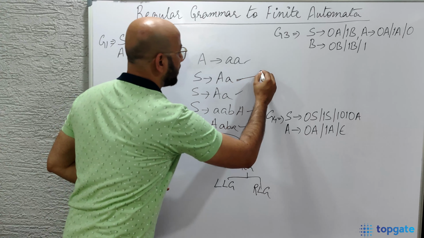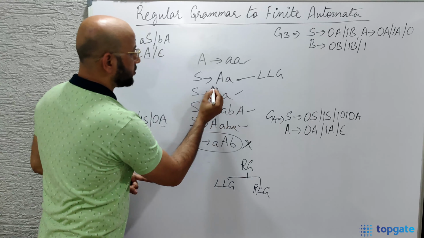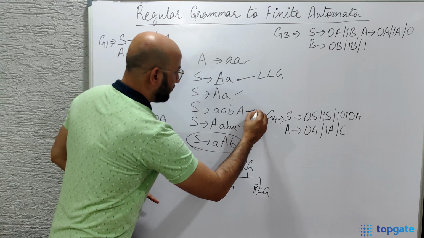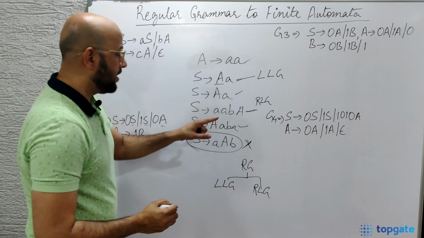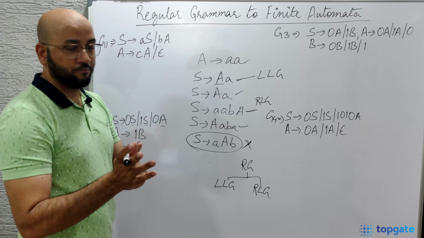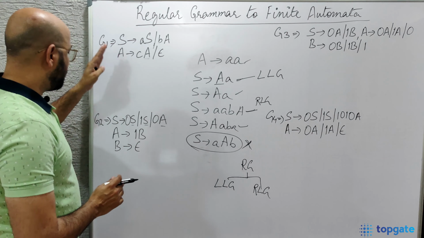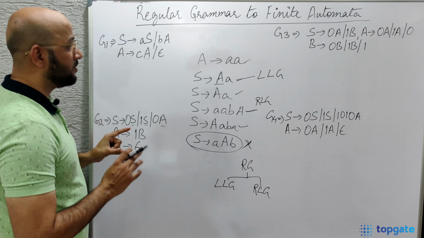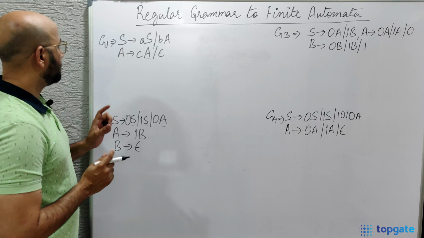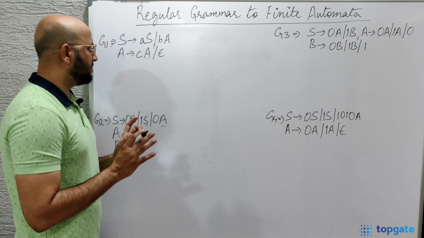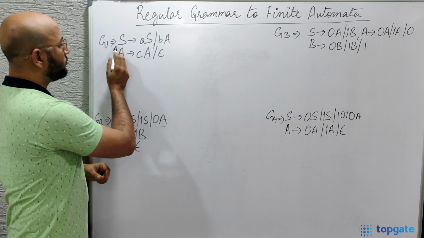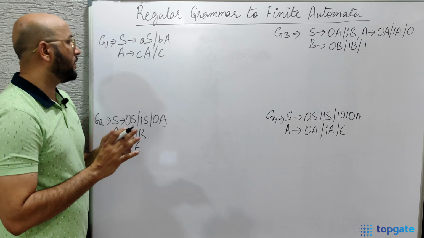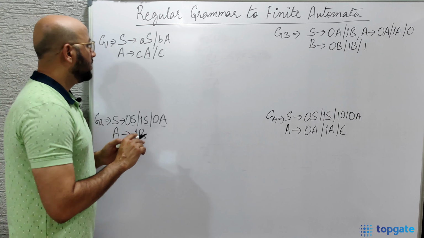So this one will be your left linear grammar. Why? Because the variable is appearing in the extreme left position, and this one will be your right linear grammar. Why? Because the variable is appearing in the extreme right position. Clear? So I have taken 4 grammars here, and I'll show you how to convert these grammars into equivalent finite automata. The conversion of this grammar to finite automata is quite simple. It's very easy. In this one, we have 2 variables S and A, so in the equivalent finite automata we'll get 2 different states. Let's see how we do this.